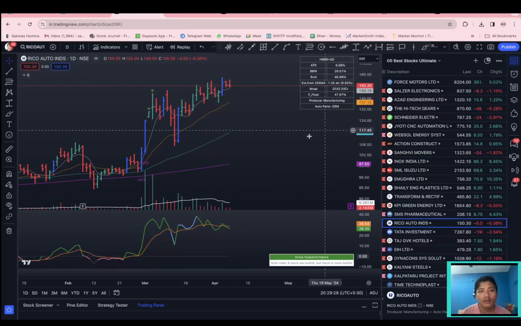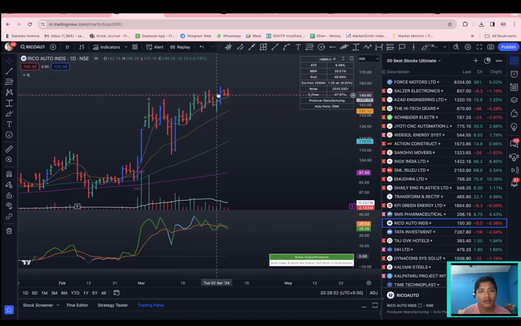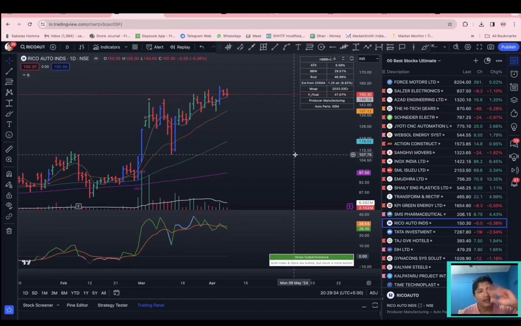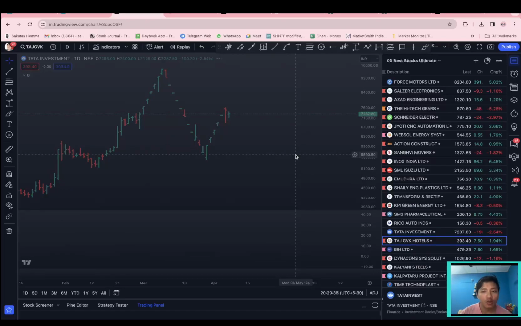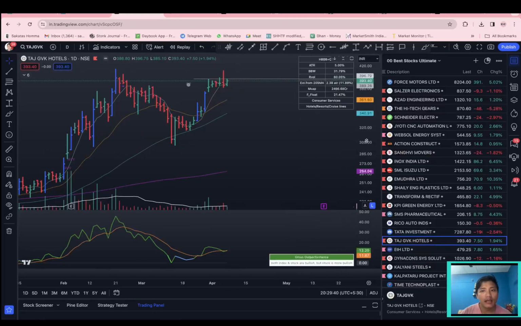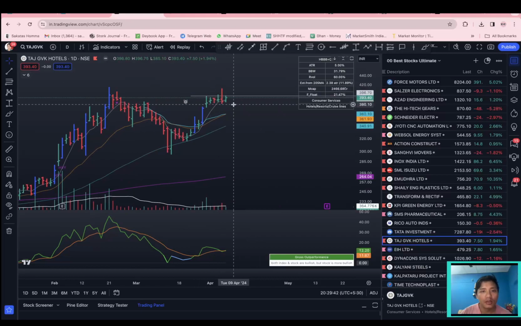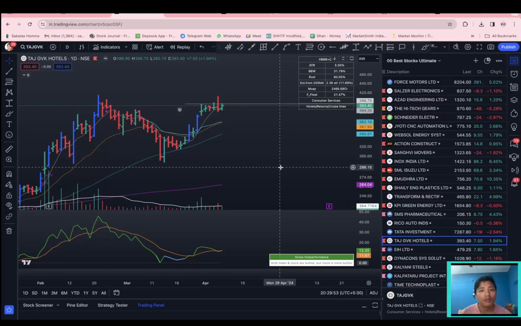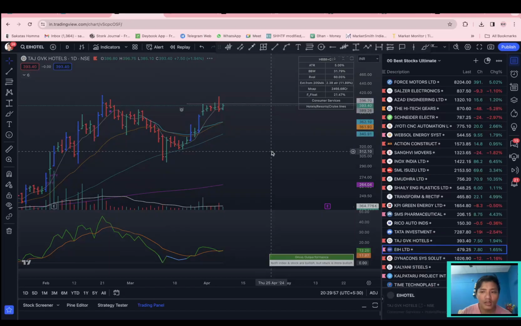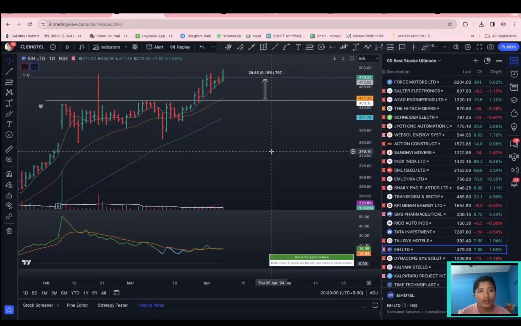Rico Auto, although a very strong name, but I don't like the price action. It's very not compact. Taj GVK Hotel has an entry here, and this should not bother us so much. Remember, EIH Hotel also had a fake out day, but whenever there's a fake out, in my opinion, the real breakout is near. So Taj GVK, you see 5 to 6 days of very tight consolidation, which is very nice.